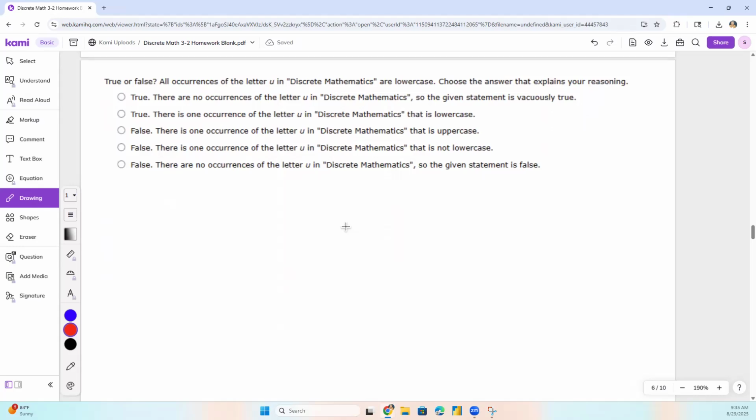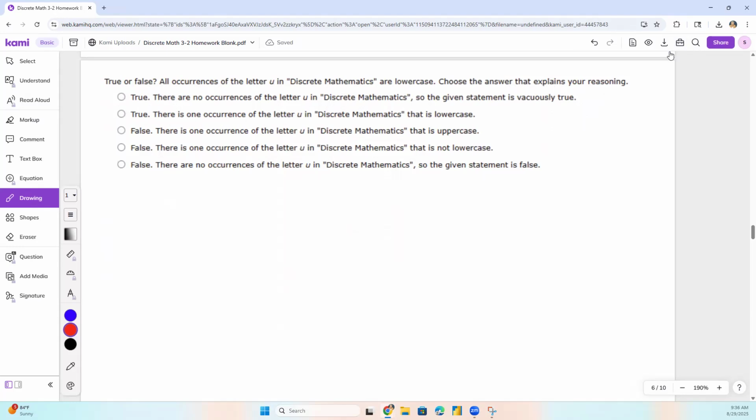Now, the next question on the homework is question 6. We need to decide if this is true or false. The statement is, all occurrences of the letter U in discrete mathematics are lowercase. Choose the answer that explains your reasoning.